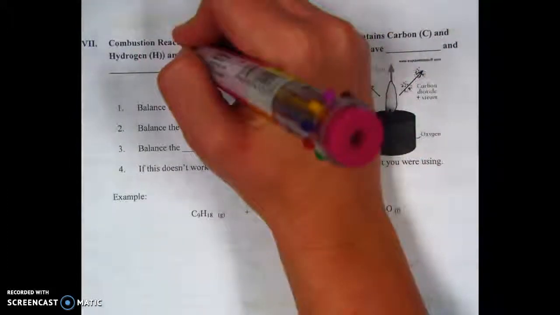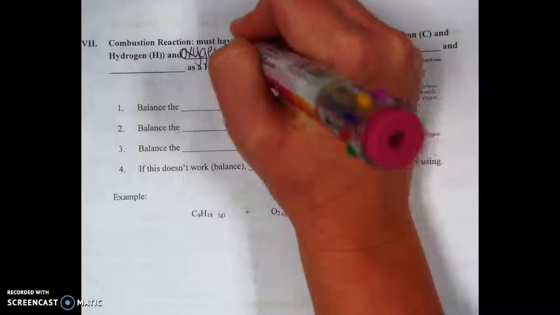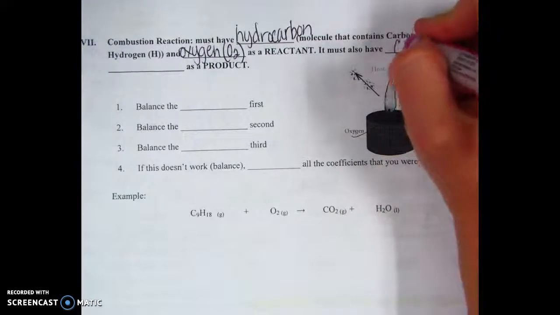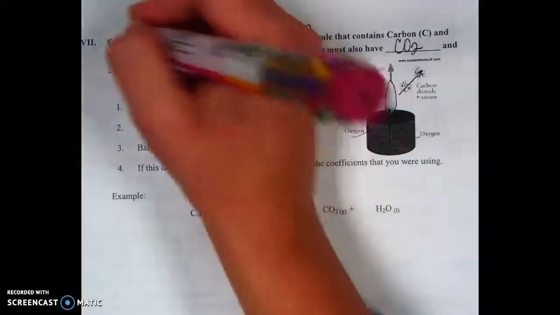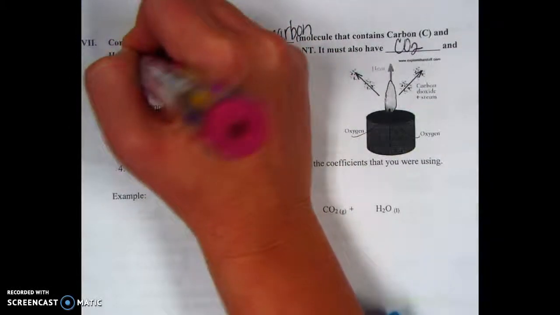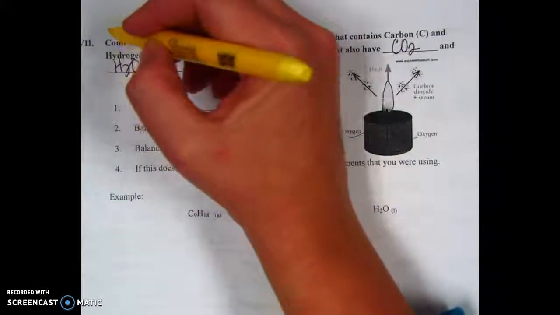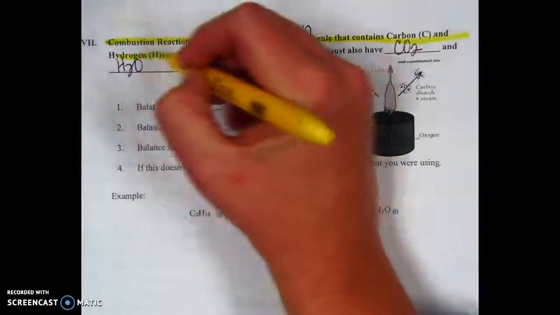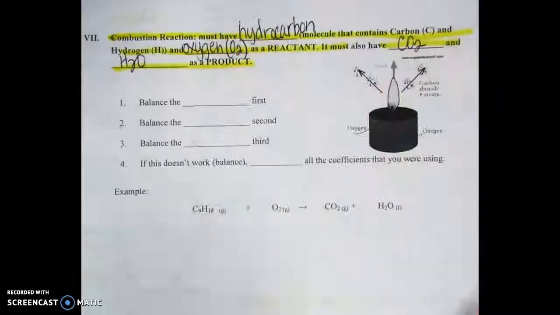Oxygen. And oxygen as a reactant. It must also have carbon dioxide and what as a product? Water. Good, because that's what we saw. So a combustion reaction must have a hydrocarbon and oxygen as a reactant, carbon dioxide, and water as a product.